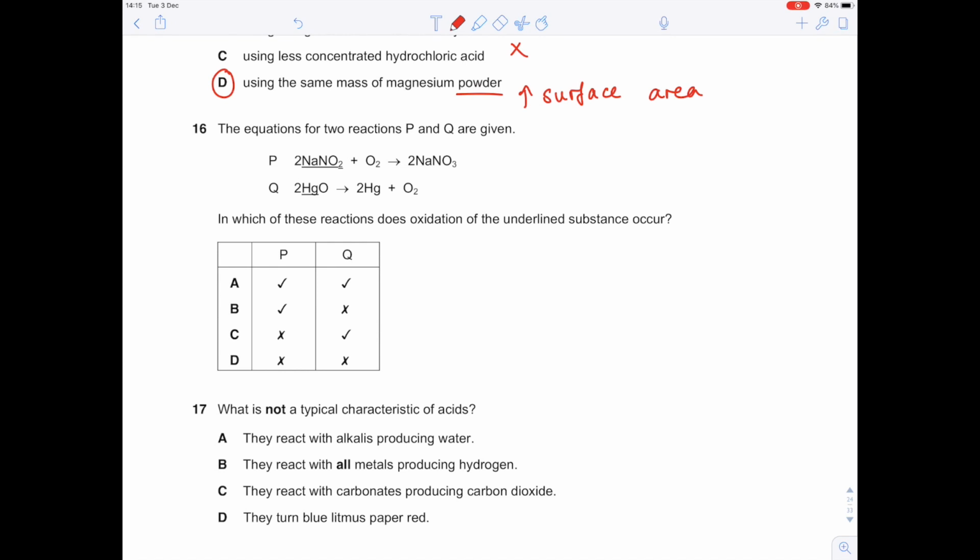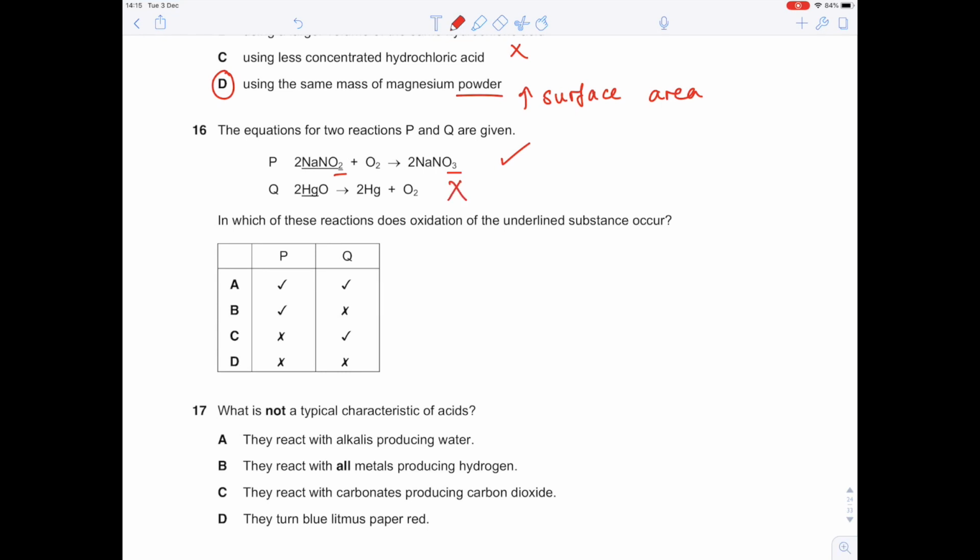The equations for 2 reactions P and Q are given. In which of these reactions does oxidation of the underlying substance occur? So effectively we're trying to add oxygen to the substance. We can see that it has been added in P, and in the second reaction Q it's been lost, so oxidation has not occurred here. B therefore is the answer.